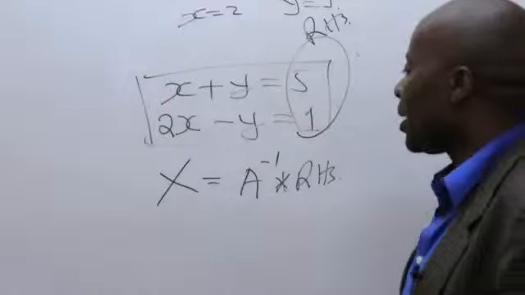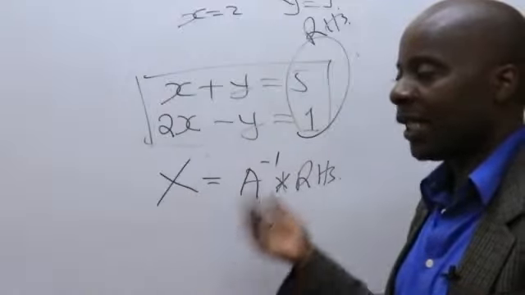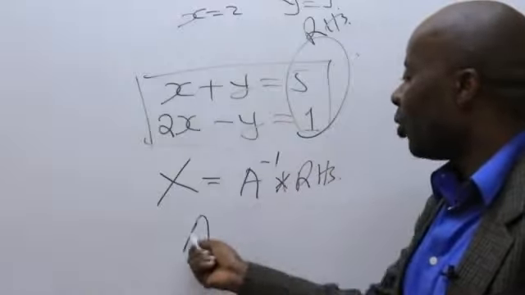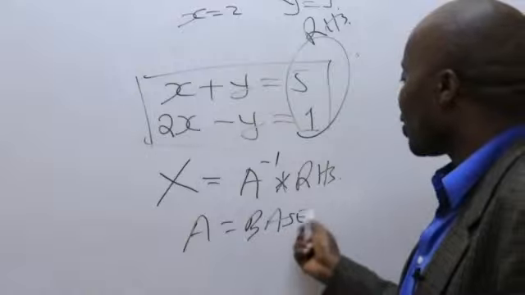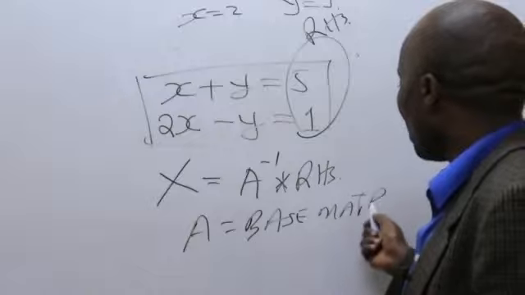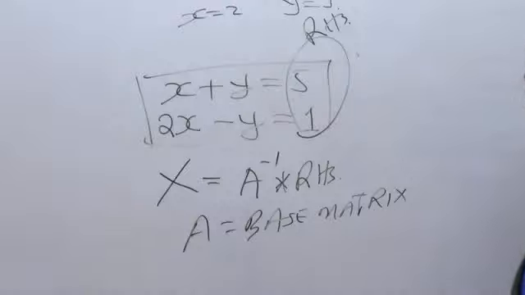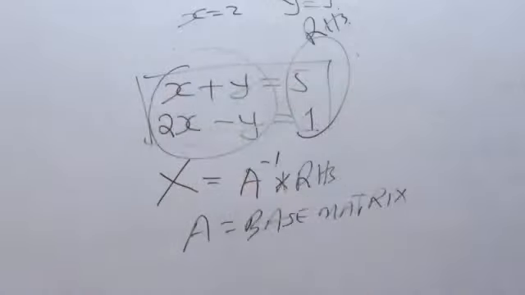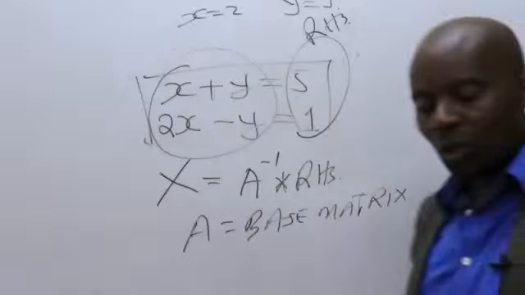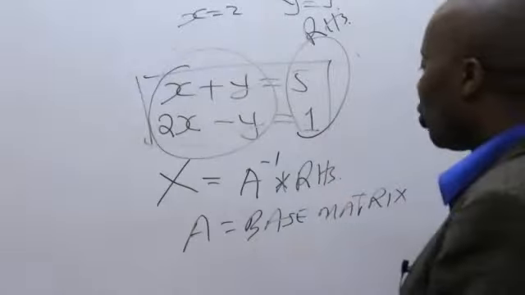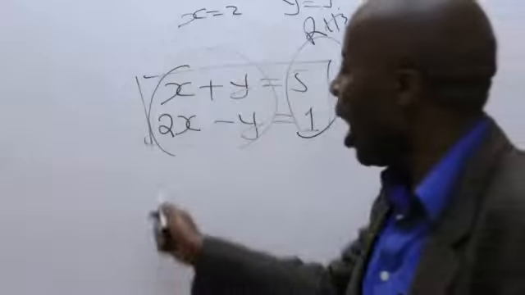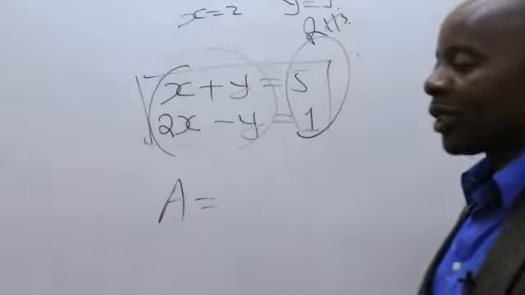Now, ladies and gentlemen, X represents the unknowns. And in this particular case, what does A stand for? A stands for what we call the base matrix. The base matrix is this matrix that you shall get out of there. So what we need to do very fast, ladies and gentlemen, is to define our matrix A.